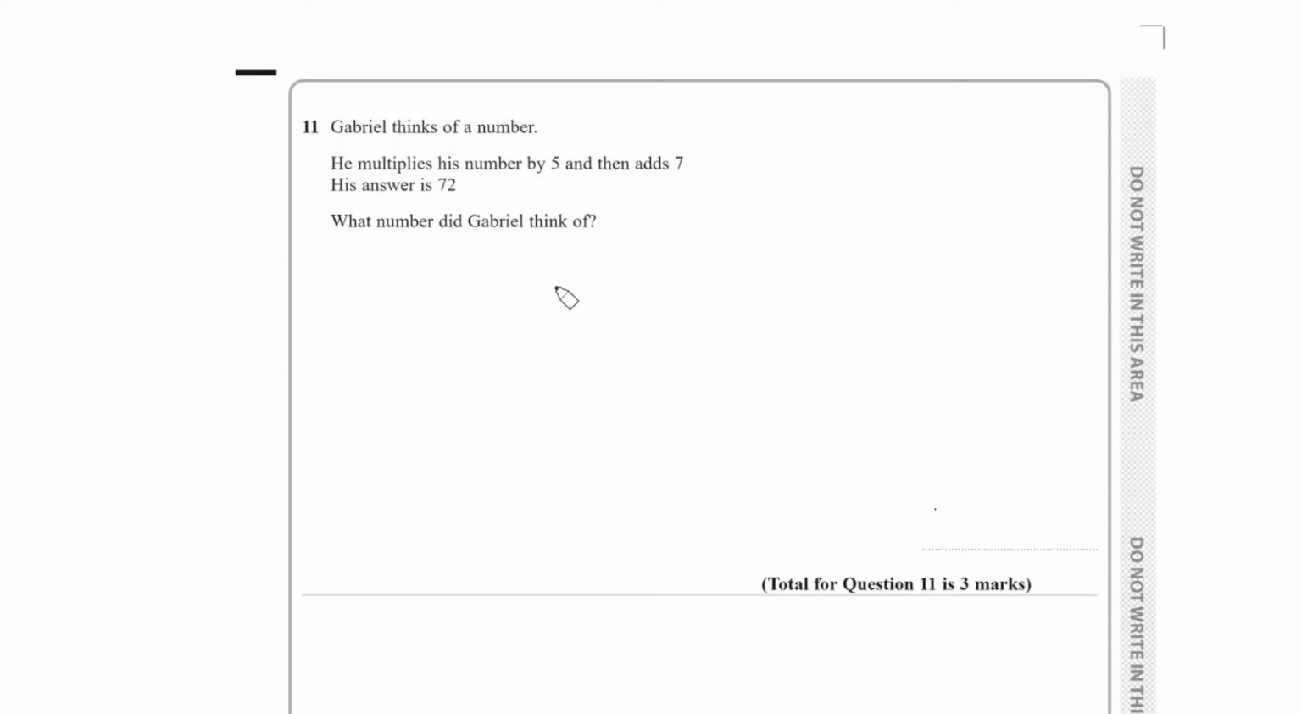So he's taken a number. I like to just use algebra. You don't have to. You can use X, you can use N, any letter you want. So let's say his number is X. It's an unknown number, isn't it? So we'll use X to represent that.